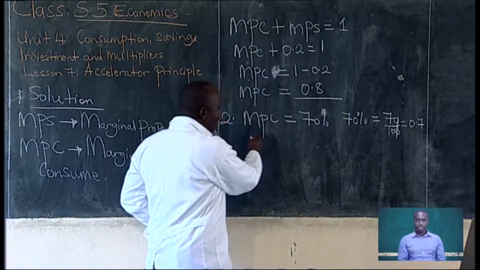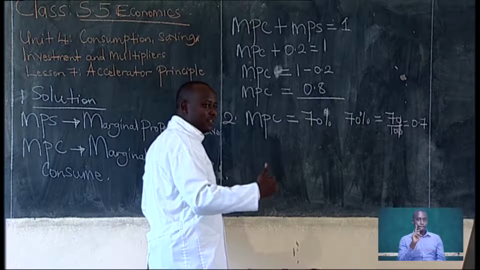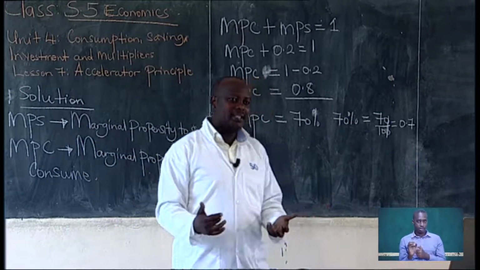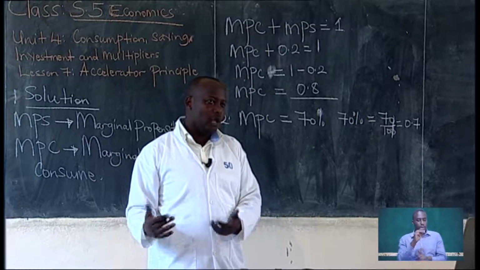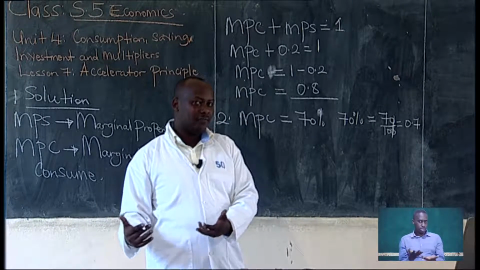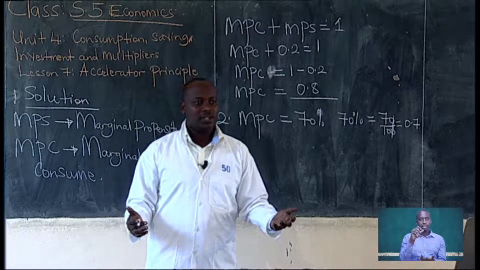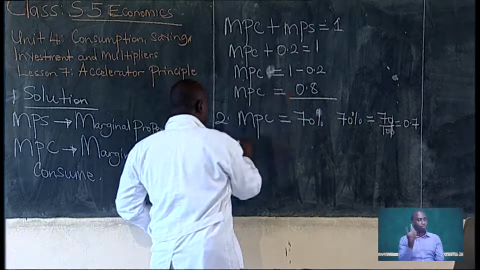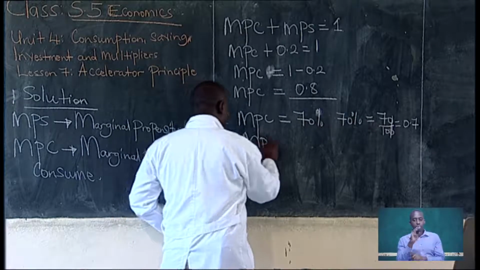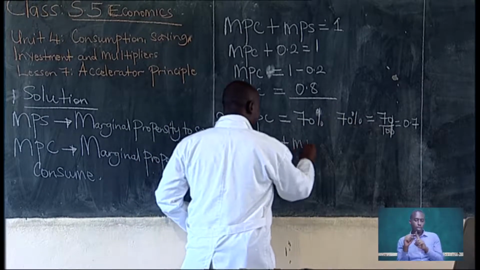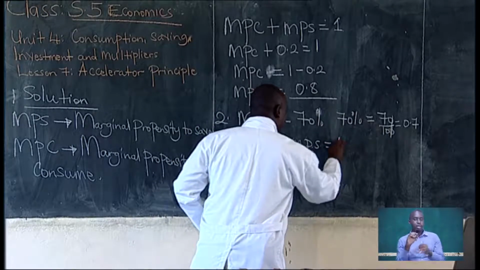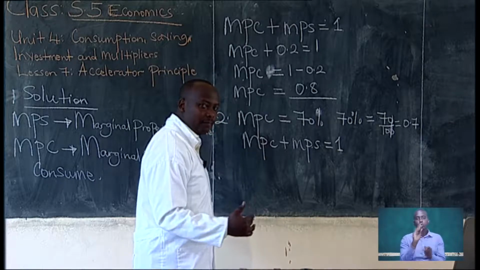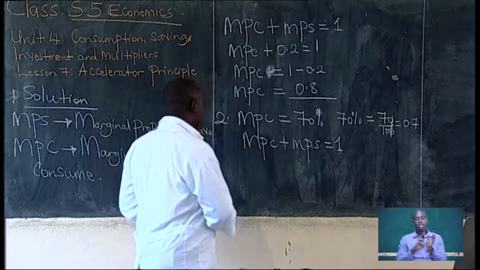Now, given that we are given marginal propensity to consume, which is 70%, how do we get marginal propensity to save? We are looking for marginal propensity to save given marginal propensity to consume. Now, the relationship is, if you get marginal propensity to consume plus marginal propensity to save, it will give us 1, which presents the total income.